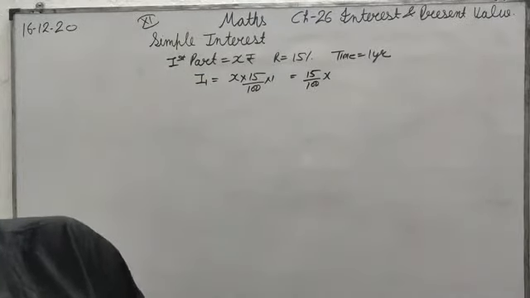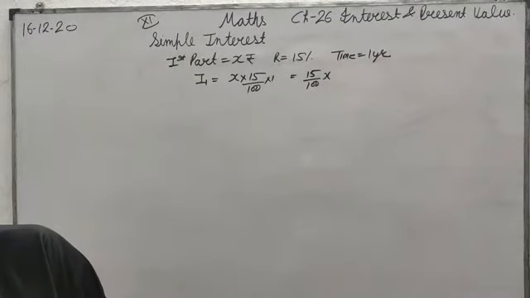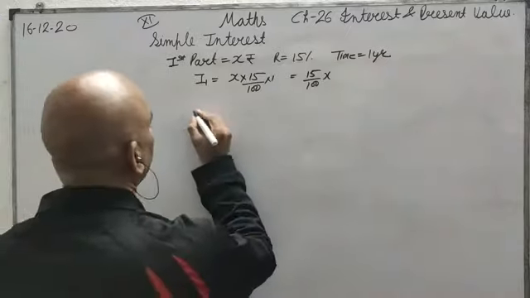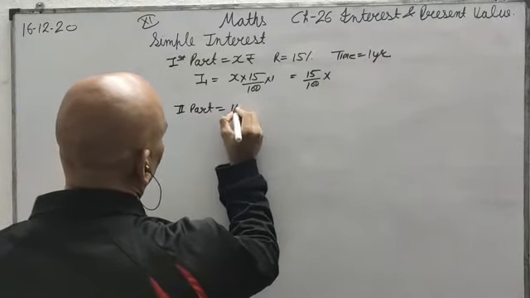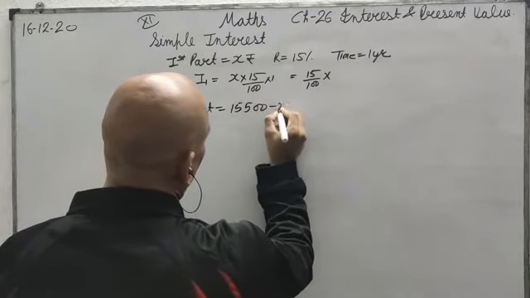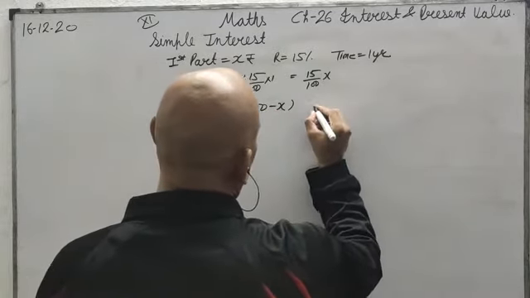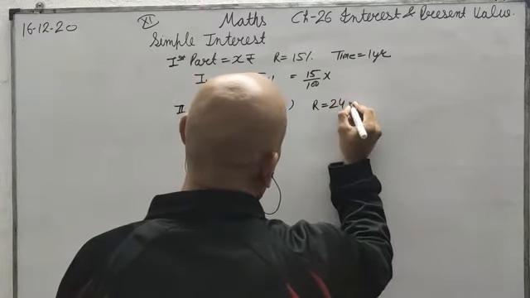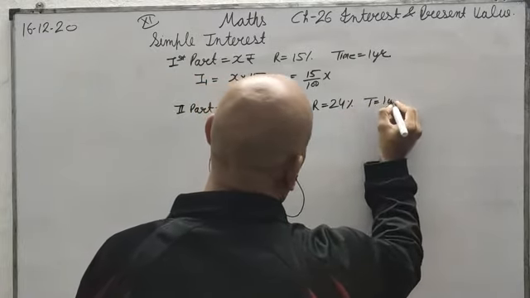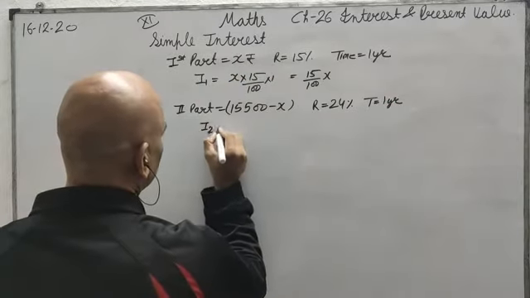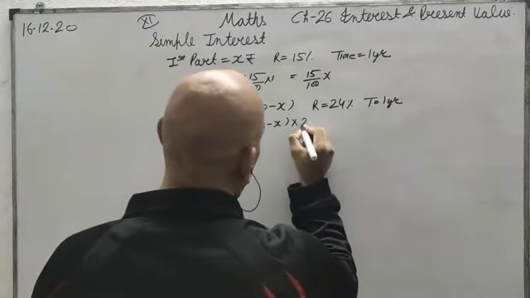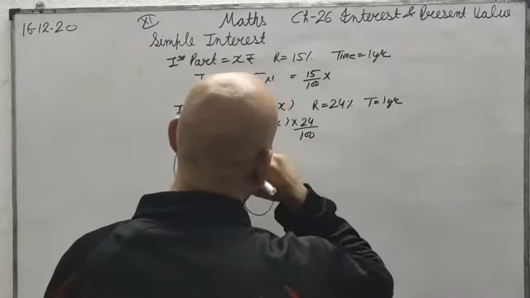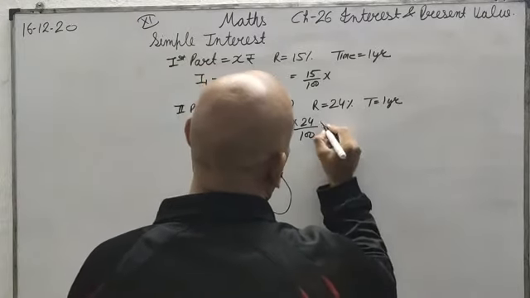On the other side, the rate of interest for the second part is 24%, and 15,500 is the total. So the second part will be 15,500 minus x, and the rate is 24%, time is 1 year. Interest 2 is equal to 15,500 minus x into 24 by 100 and time is 1.